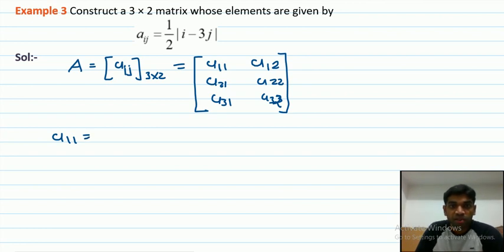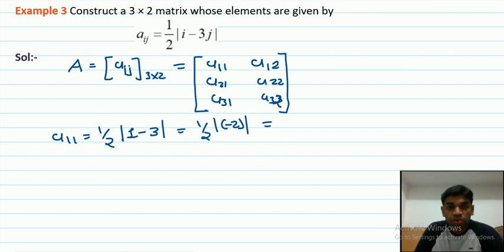Okay, so if you want to find a11, then a11 equals what? aij equals 1 by 2 mod of i minus 3j. Then i equals 1, j equals 1. Taking this value, we get 1 by 2 mod of i, which is 1, minus 3j, j is also 1, so 1 minus 3. 1 minus 3 means mod of minus 2. What will be the mod of minus 2? Minus 2 by 2, that is equal to 1. So mod of minus 2 will be 2, that is 2 by 2 is equal to 1.